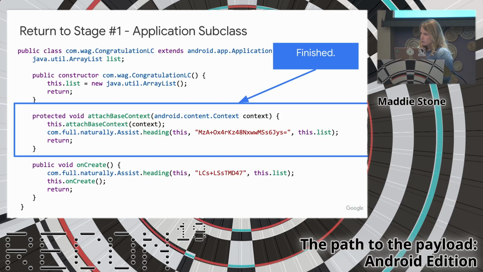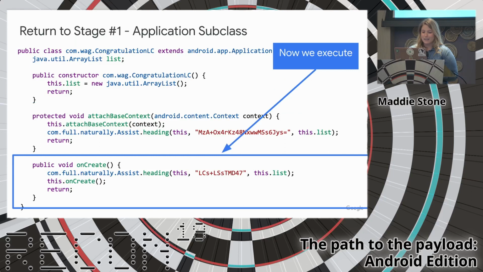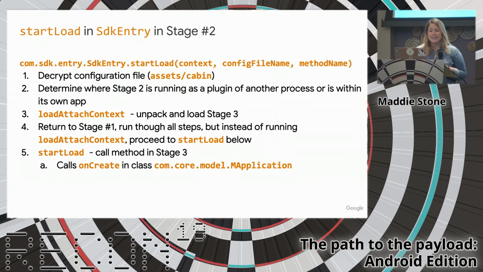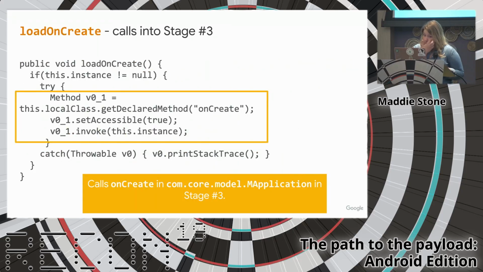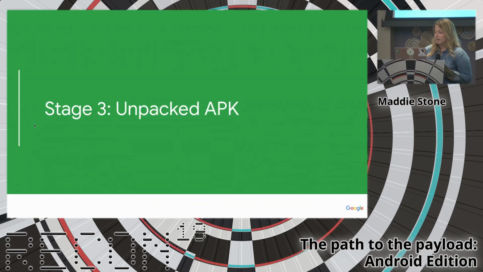And in the Android application lifecycle, that means the next thing we do is call to onCreate. So we're going to go through the whole path again, but skip that very last method of load attach context, and this time instead we're down at bullet 5, where we will call startLoad, which will allow us to begin executing in the Unpack Stage 3 rather than just unpacking it. So this is where we see our calls into it. Again, just lots of reflection, and we're calling onCreate in stage 3.